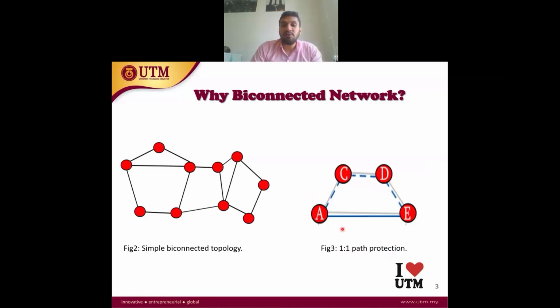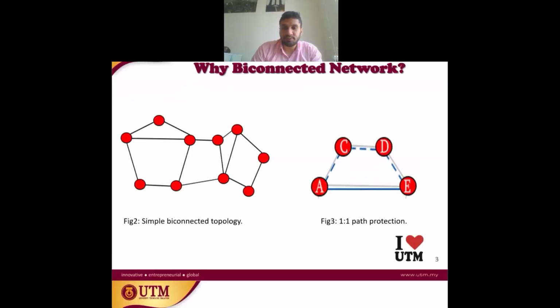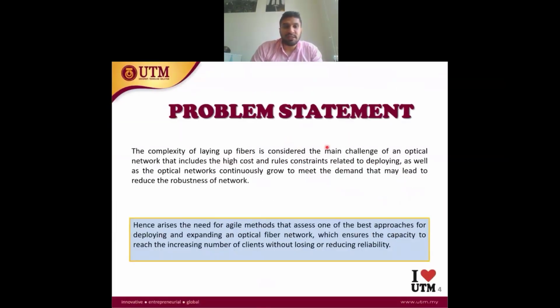That means each two nodes in the network, for example here we have A and B, are connected by a path, and there is also another path as a spare. If there is any problem in this path, these two nodes will still be connected by this other path.